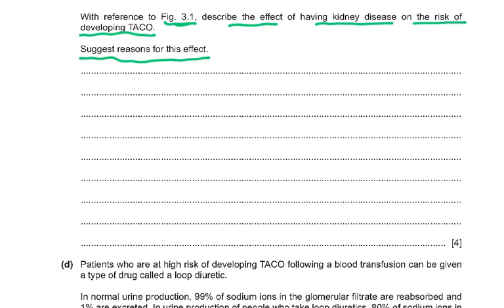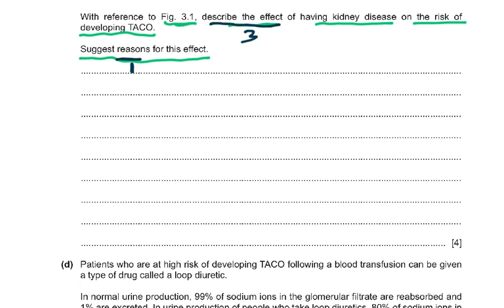Now, when you start doing this question, the first thing is you have to describe the effect. And then you have to suggest a reason. So there will be 3 marks for this, and there'll be 1 mark for the reason. So if you give me a whole lot of describe, I can only give you 3 out of 4. You have to give me 1 reason for it as well.